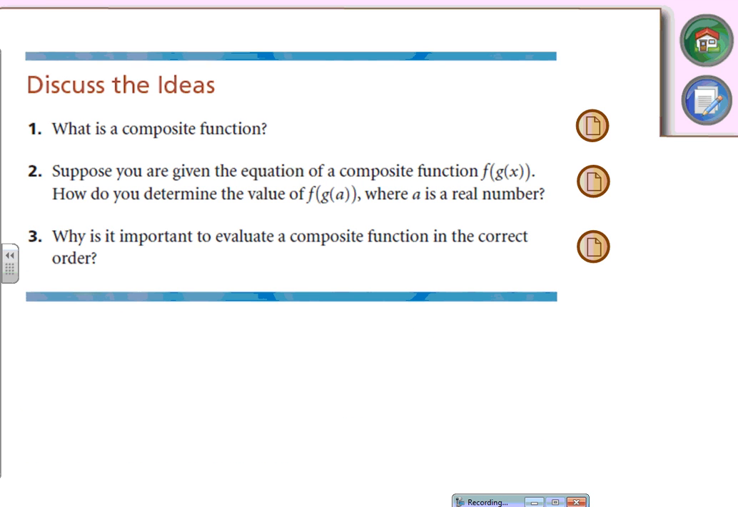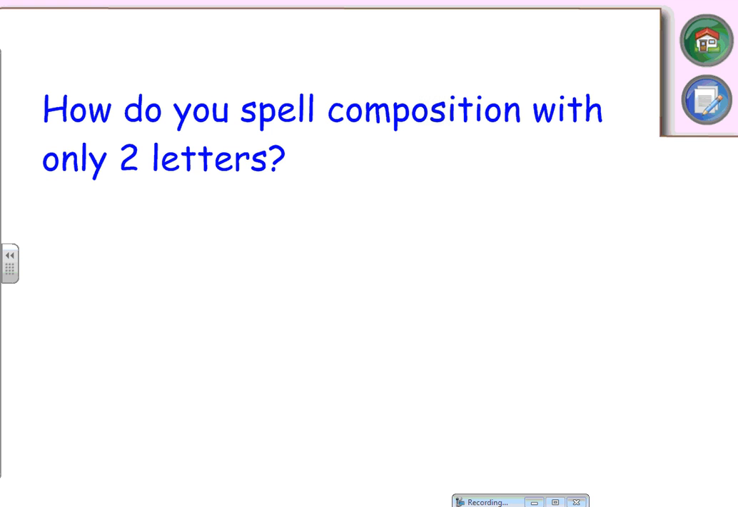Finish off your 3 questions there for yourself. 1, 2, and 3. And I'm going to leave you with this final question. How do you spell composition with only 2 letters? I'll let you think about this one. I'll give you the answer, but I'll let you think about it.